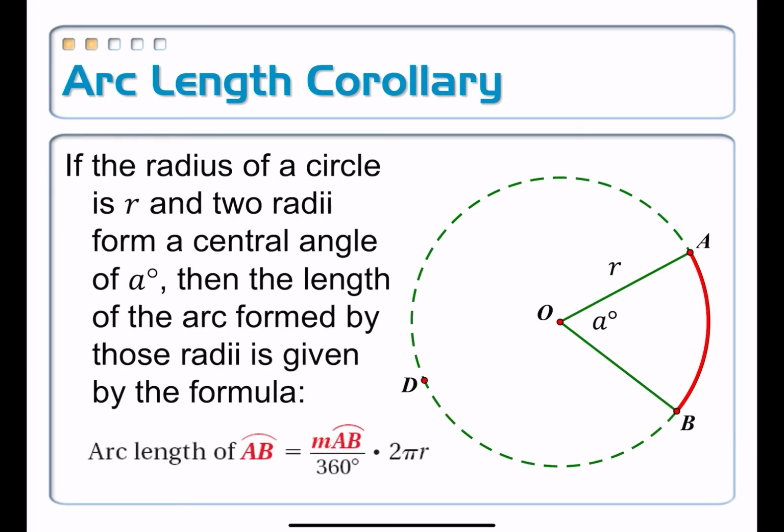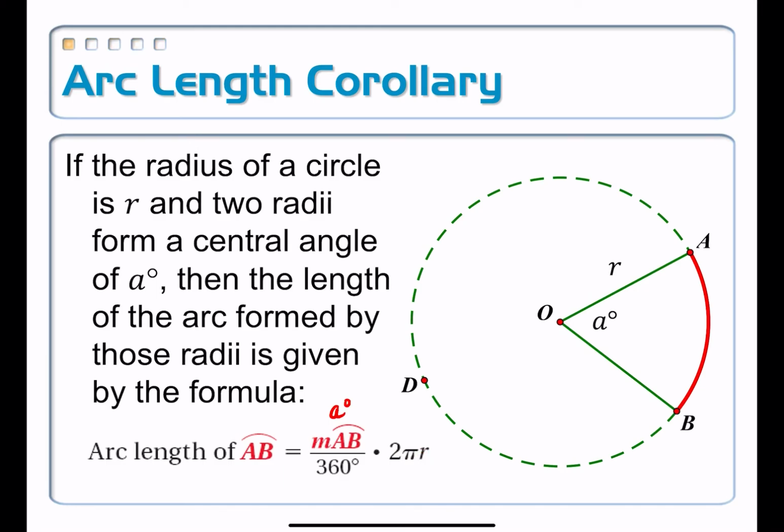Which brings us to a formula for finding the arc length. If the radius of a circle is r, and two radii form a central angle of a degrees, as we can see here, then the length of the arc formed by those radii is given by the formula. It says arc length of AB, and I put a little mustache on top of this to indicate an arc here, is equal to the measure of arc AB. That's this a degrees right here. I'm going to put that as a degrees, out of 360 times 2 pi r. 2 pi r, of course, is the circumference there.